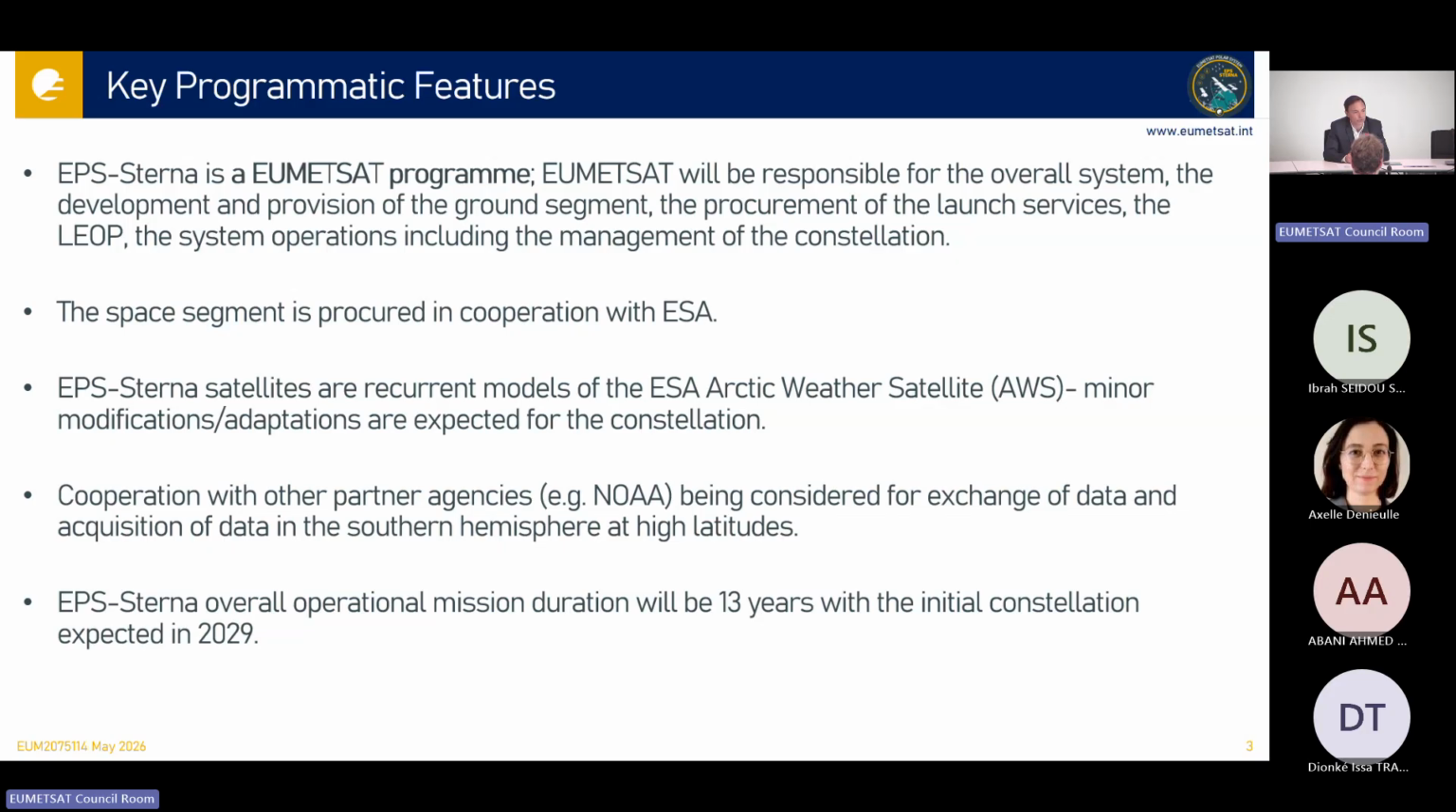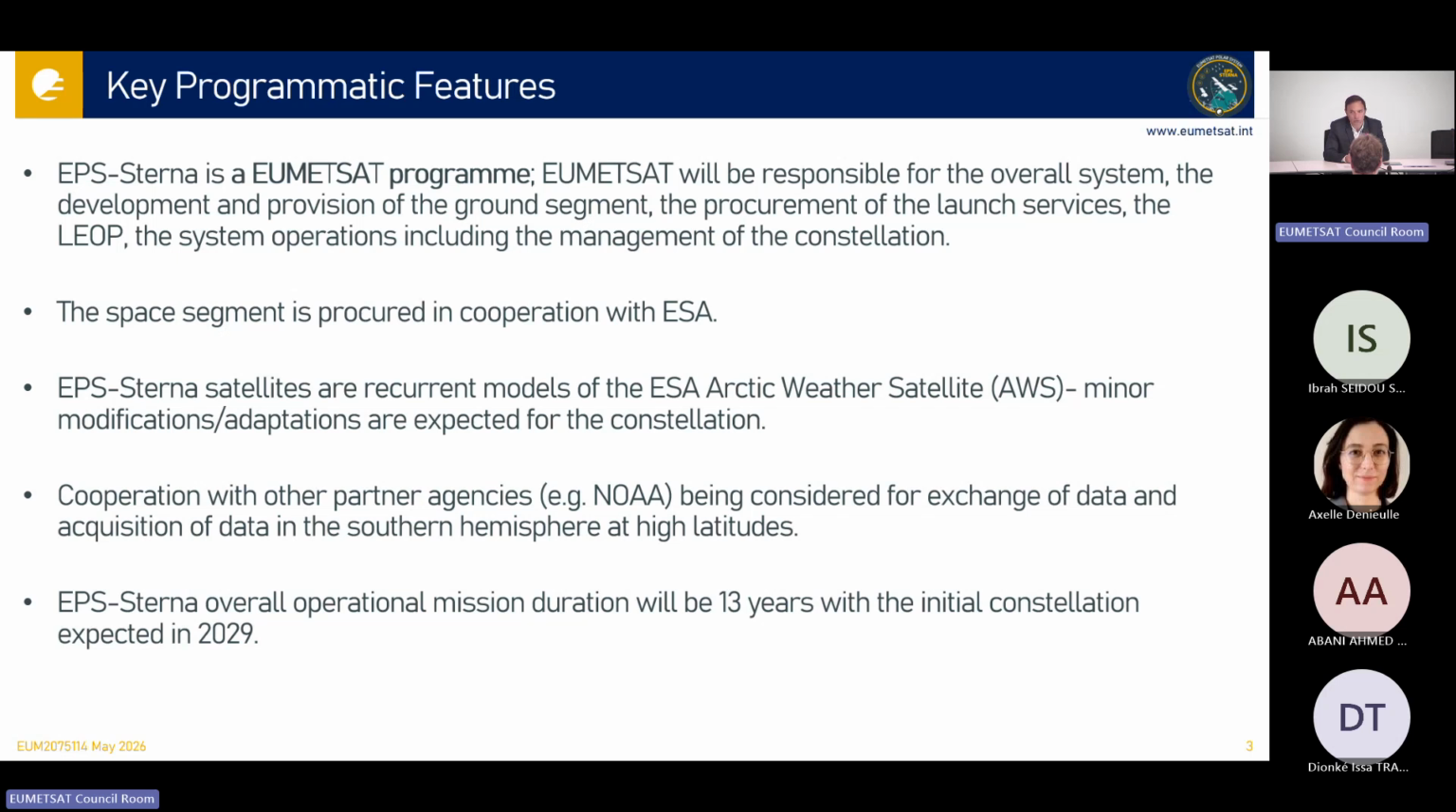Also, another important feature is that the Sterna satellites are recurrent models of the ESA Arctic Weather Satellite mission. This was an important programmatic assumption, which also allows us to deliver the mission in a relatively short time. So we expect only very minor modifications for the constellation on the space segment, which is typically one of the drivers for the delivery of the system in orbit.